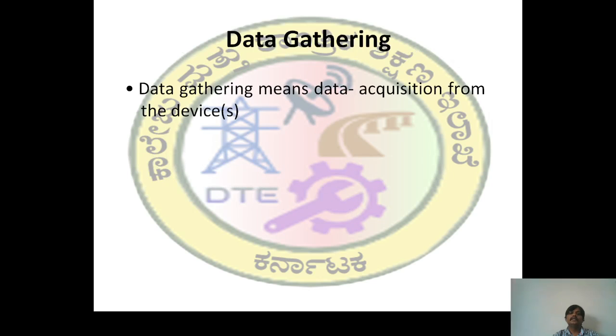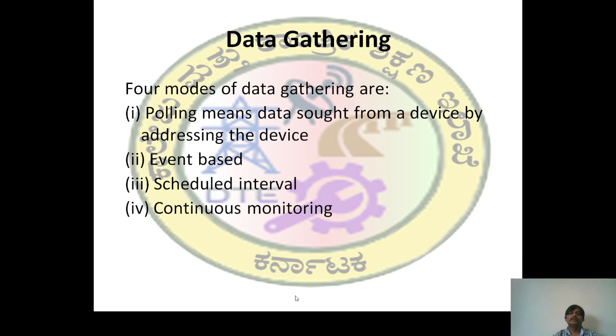Next comes data gathering. IoT or M2M applications involve actions such as data gathering, that is acquisition, validation, storage, processing, retention and analysis. Data gathering refers to data acquisition from the devices network. We have four modes of gathering data: polling, event-based gathering, scheduled interval, and continuous monitoring.